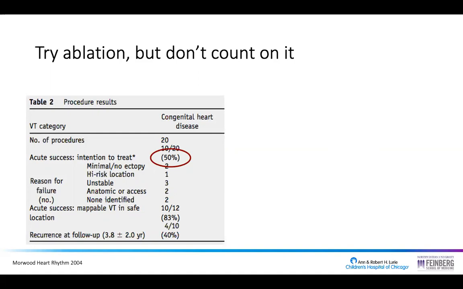And they point out that many of the ones they just thought had unstable VT and they couldn't do pace mapping. They had anatomic or access site problems, which is extremely common in congenital heart disease, where they just couldn't get something going. But even their acute success ranges are only 83%, and the recurrence at about 3.5 years of follow-up is 40%. So that's not a great outcome from ablation. It's certainly not nothing, but it's an outcome that suggests that you can't use it as a final endpoint.